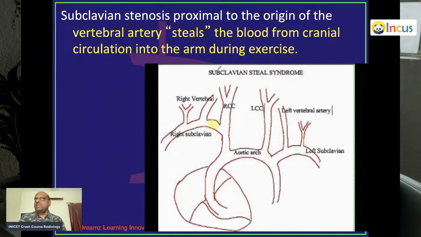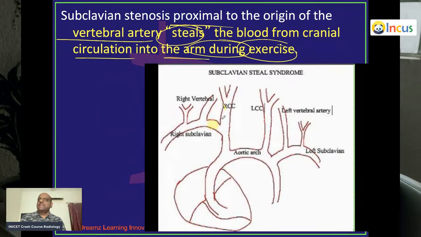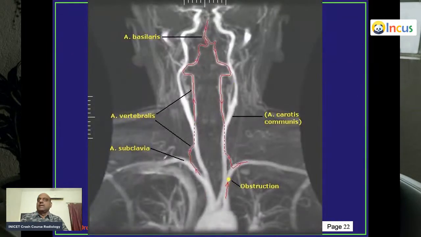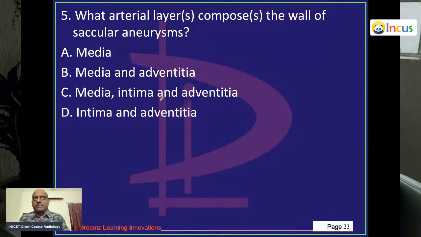So whenever subclavian stenosis is proximal to the origin of the vertebral artery, it steals the blood from the cranial circulation into the arm whenever you are doing exercise. The circulation supposed to go to the brain will be stolen so that it is supplied to the arm. So that is the whole problem. So you can see the two vertebral arteries typically form the basilar artery is what you need to remember now.